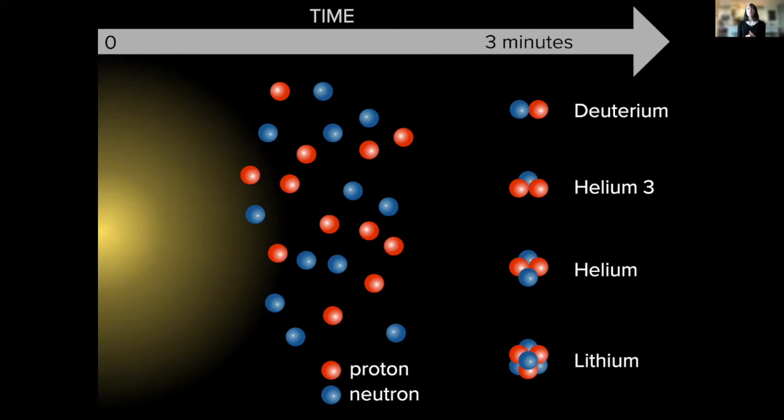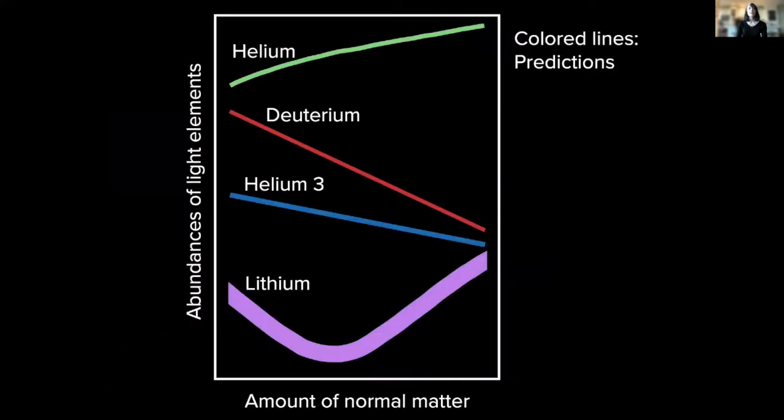The nuclear fusion reactions that enable this are extremely sensitive to both the temperature and the density. And what that means is that by comparing our models of this process with the observed abundances of these elements, we can learn how much ordinary matter there actually is in the universe. This is the result of that comparison. So here is a plot. These colored lines are our predictions for the abundances of these different elements for different amounts of normal matter in the universe.